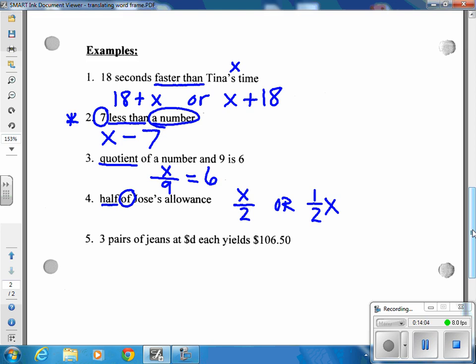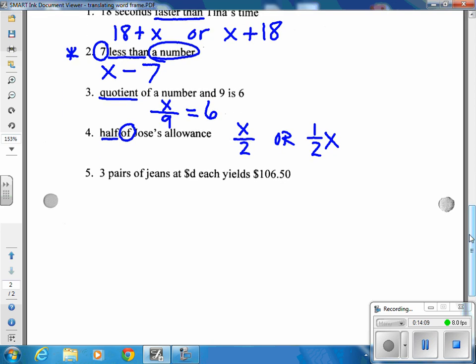All right, and for number 5, we have 3 pairs of jeans at $D each, yields $106.50. They told us we had to use the letter D, so you cannot change it. If they don't tell you the letter, then you can use your own. We have 3 pairs of jeans. We don't know how much money they are, but the key word means "each" here. That means if they're all the same dollar amount and I have 3 of them, I'm going to multiply 3 times that value. So this will be 3D. And then "yields" right here is one of our equal sign words, so we put the equal sign, and then $106.50 goes on the other side. Again, we're not interested in solving it. We're only interested in the translation for this point.